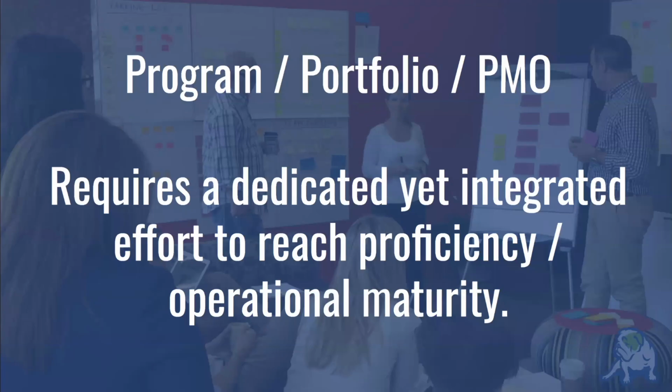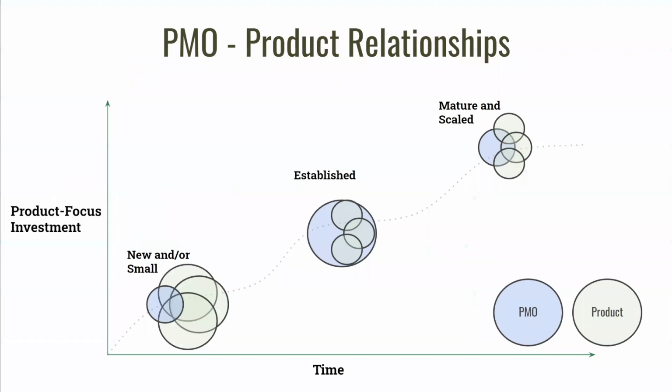So program, portfolio, PMO, whatever you want to call it, requires a dedicated yet integrated effort to reach proficiency and operational maturity. This can't just happen naturally. You have to be as specific and as dedicated to making this happen as you are about the tactical side of your operations. You hear me talk a lot about the what side of the house and the how side of the house. They have to tie together, and they have to be integrally tied and operably mature to be able to function with each other back and forth.